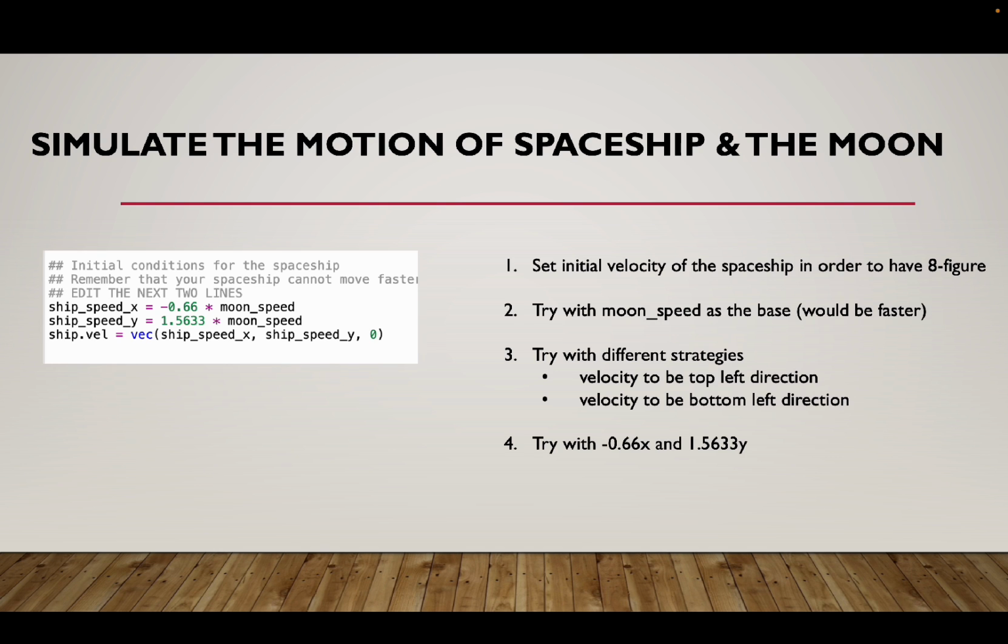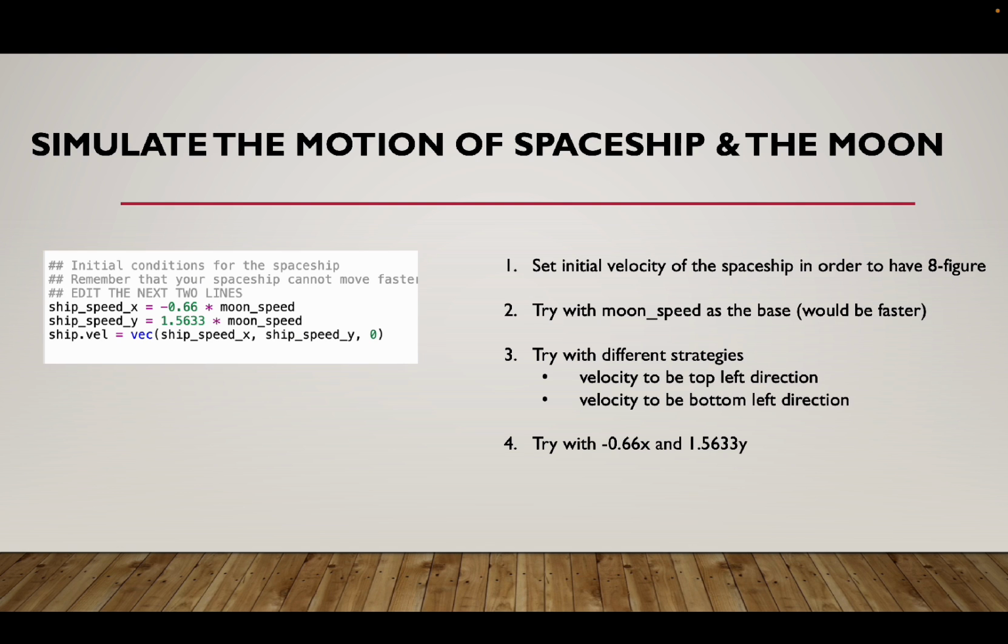We first try with the moon speed as the base, which I think will be faster. And we try different strategies. For example, we set the speed in the negative x axis and the speed in the positive y axis, to let the velocity be top left direction, or let the velocity be bottom left direction. You can't go in the right directions because you have to point inward, which is toward the black hole direction.